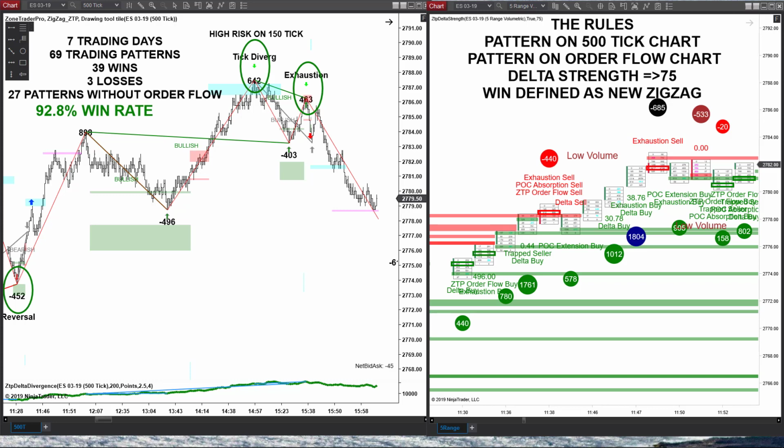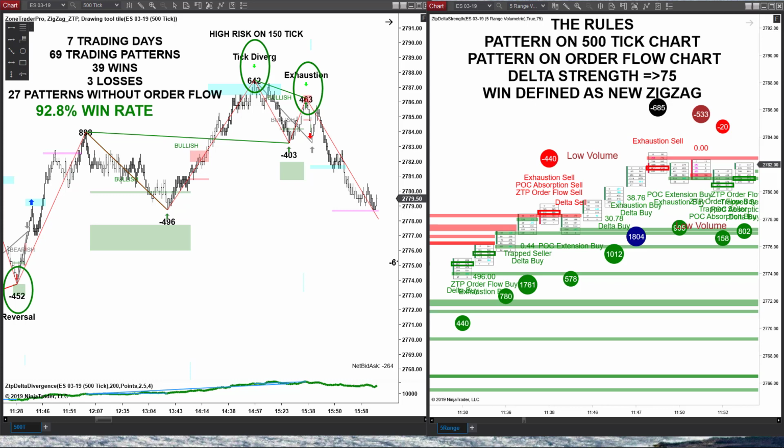The rules, as you see on the chart on the right, is that there is a pattern on the 500 tick chart. There's also a pattern on the order flow chart. The delta strength is required, and it's set to equal to or greater than 75. And a win is defined as a new zigzag. A loss is defined as if we had traded through the pattern, and you will see that the losses are obvious in the 3 losses that the system took.